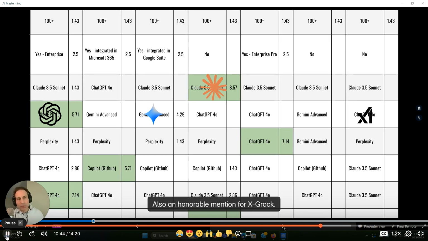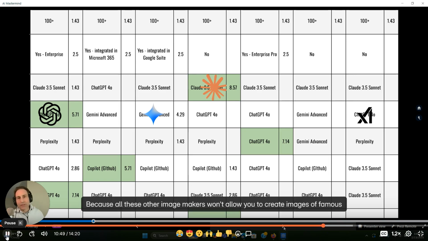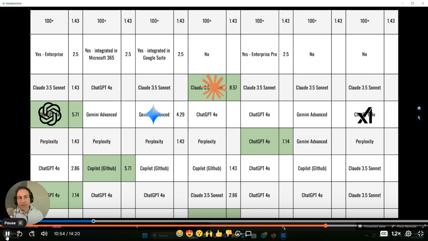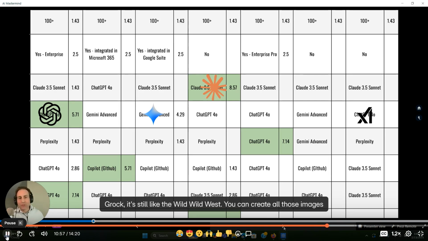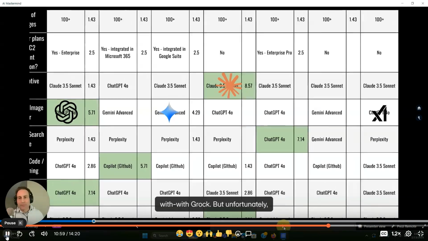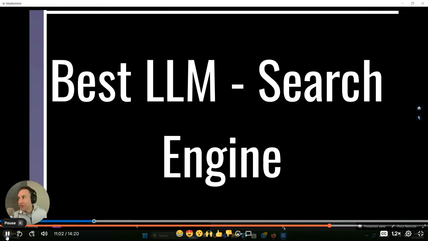Also, an honorable mention for X Grok, because all these other image makers won't allow you to create images of famous people where it might risk copyright or trademark. Grok, it's still like the Wild Wild West. You can create all those images with Grok. But unfortunately, Grok doesn't get any points.